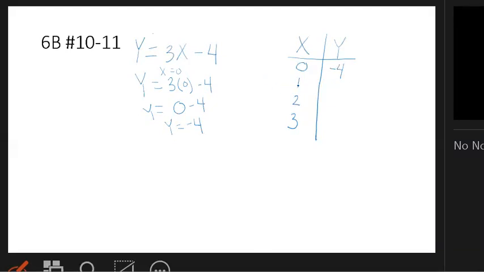The next one, if x is equal to 1, let me do that one over here. X is equal to 1, so then we have y is equal to 3 times 1 minus 4. 3 times 1 is 3. Keep the minus 4. So then y is equal to 3 minus 4, so that's a -1.